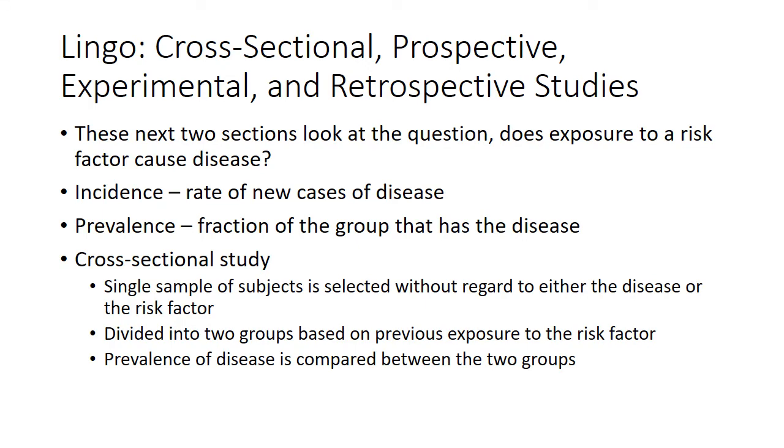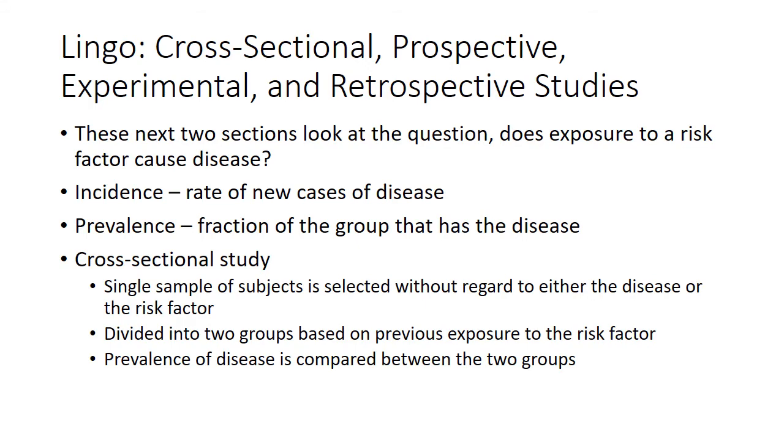And two terms we're going to use to describe these types of studies. One is going to be incidence. This is basically the rate of new cases of disease as they go through a period of time. We'll look at some examples of how we use those. And then prevalence is basically the fraction of a group that has a disease. And so there are a few different types of studies we can do that look at incidence and prevalence of patients who have a particular risk factor and then whether or not they have the disease.